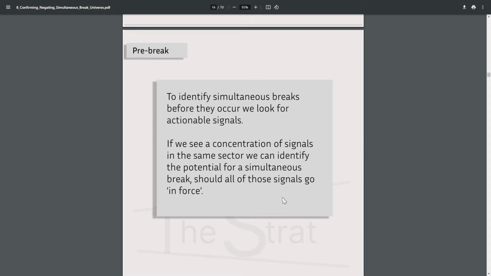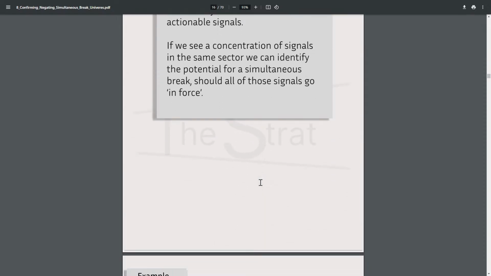So a pre-break. To identify simultaneous breaks before they occur, we look for actionable signals. If we see a concentration of actionable signals in the same sector, we can identify the potential for a simultaneous break should all of those signals go in force.